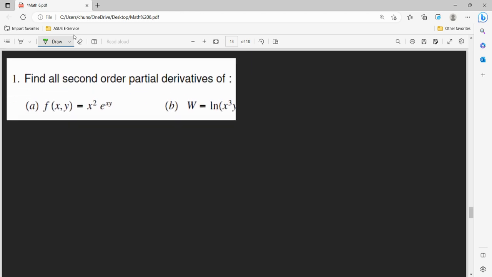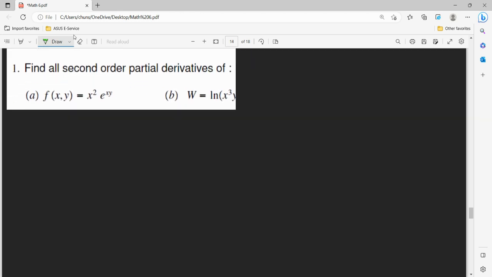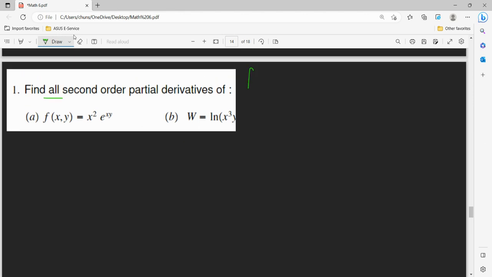Okay, I'm going to skip this level curve example because I think we're pretty solid on our level curves. Okay, so we're going to find all second order partial derivatives. So when it says all, it wants all the different unique combinations we can have. So we will have 6 combinations.